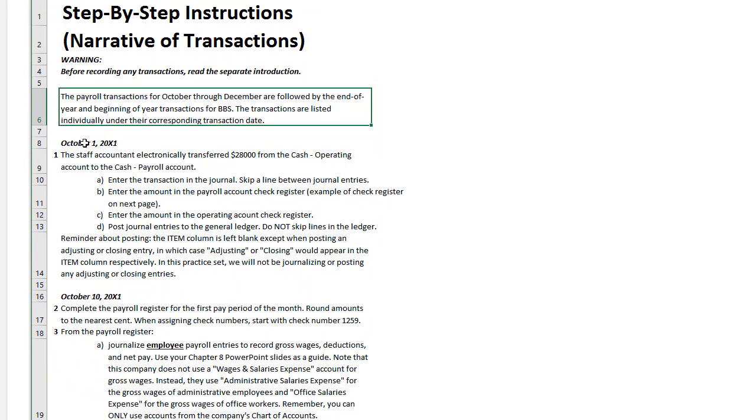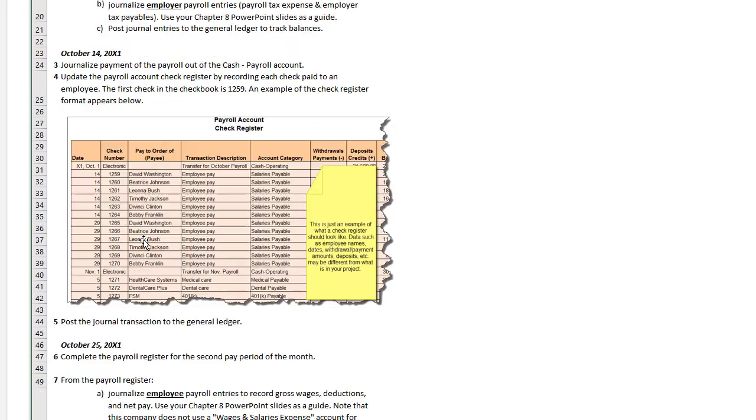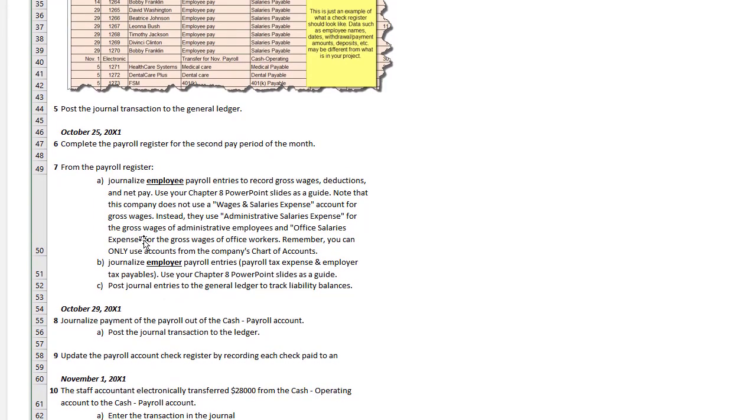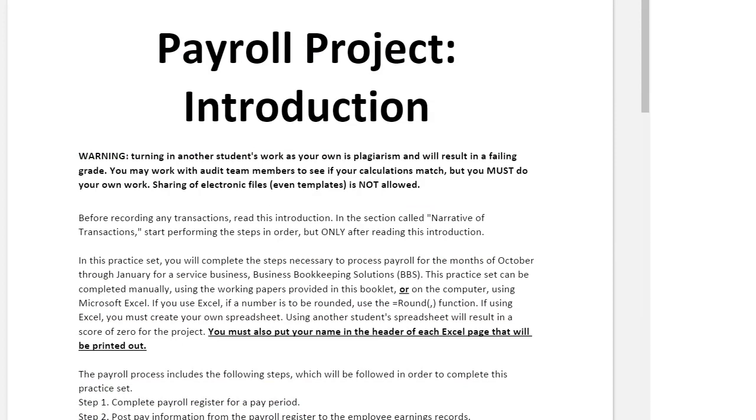So notice these are date related. There's a lot of work to do, so you don't have to worry about what to do on what date. It tells us exactly what to do on what date and which dates to use and what dates to do them on. Okay. So that's where you're going to be spending most of your time, in the step-by-step instructions. But let's get back to our introduction.